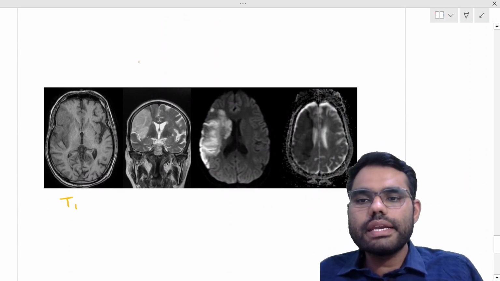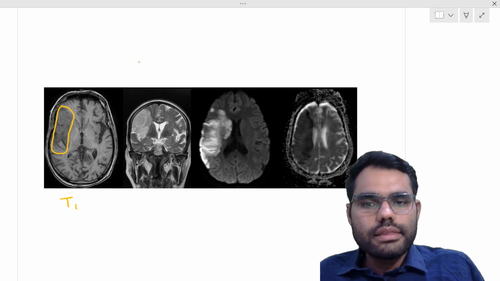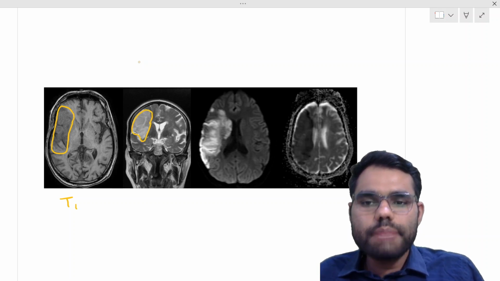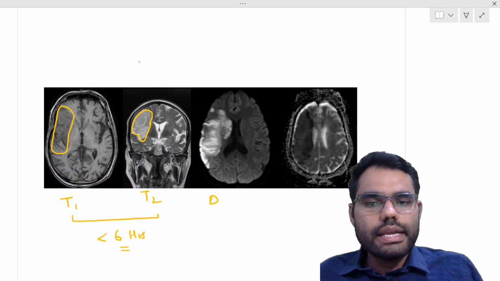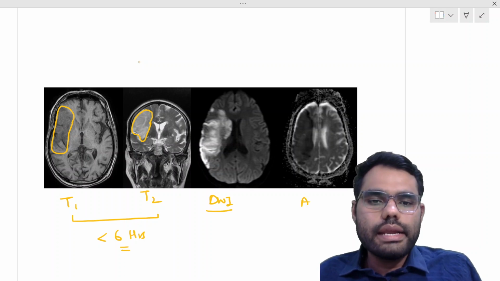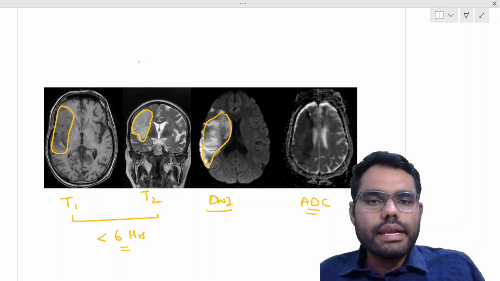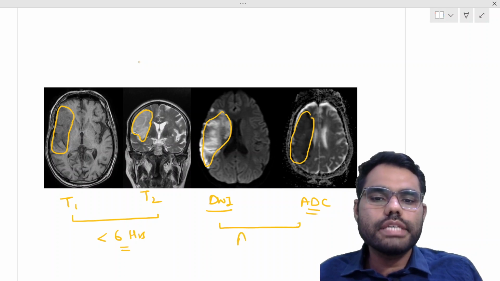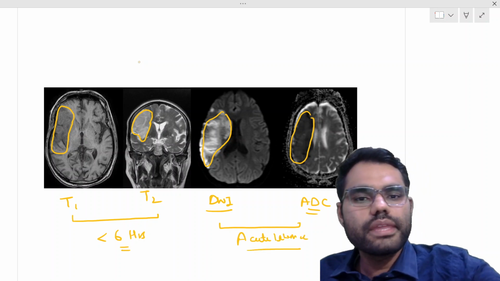So this is a T1 weighted image showing hypointensity in the MCA distribution. The T2 image shows hyperintensity, but the problem with these T1 and T2 weighted images is that they can be normal up to 6 hours. So we get additional sequences like DWI and ADC done in a stroke protocol, which show us a DWI and ADC mismatch, that is a hyperintensity on DWI and a hypointensity on ADC, confirming that this is an acute ischemic stroke and thus the patient is eligible for thrombolysis.